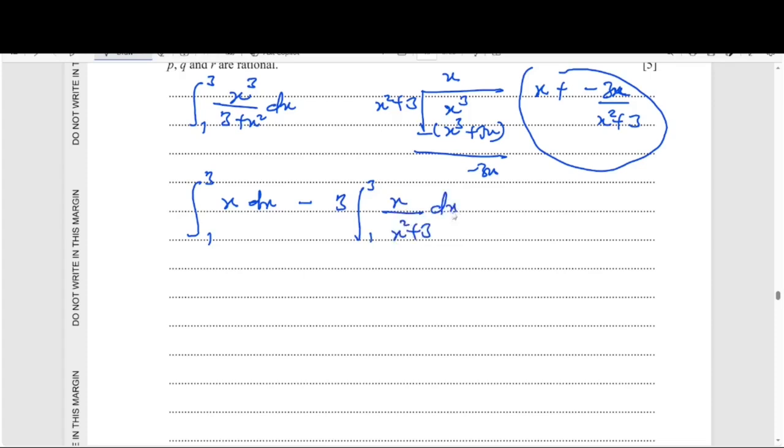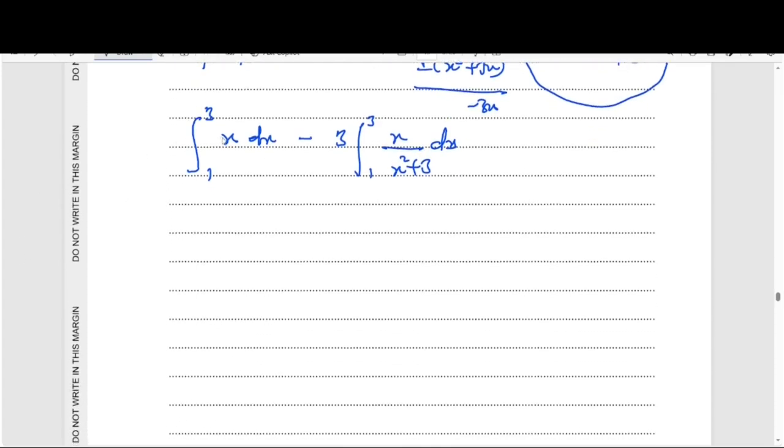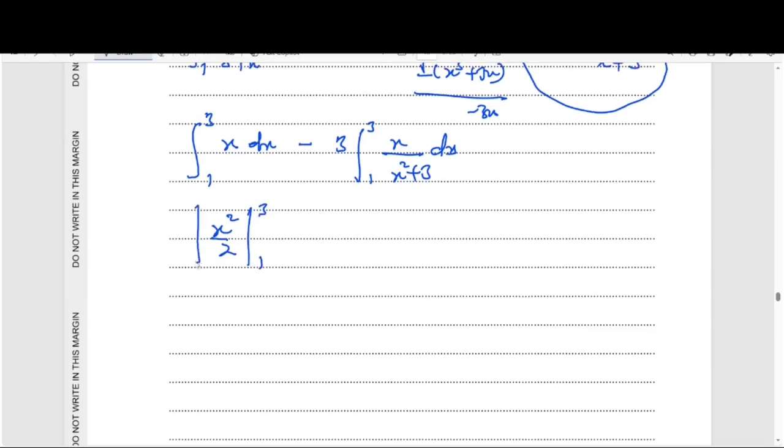And I believe you know why the 3 has been written out, because it is a constant, and if you bring it inside and multiply, it becomes the same expression over here. So let's start integrating. The first one is the easiest: x squared over 2, then from 1 to 3, right? Then next is the 3 here.